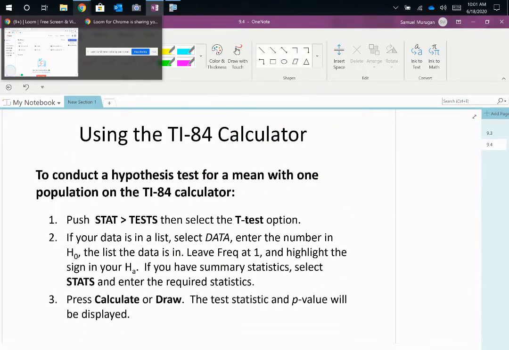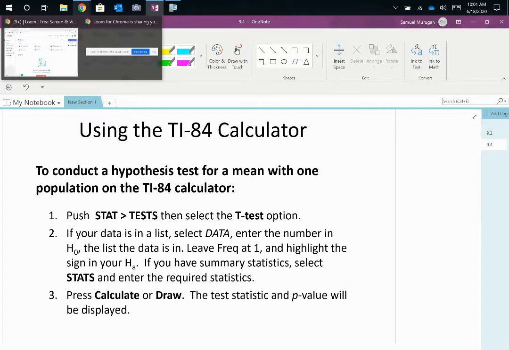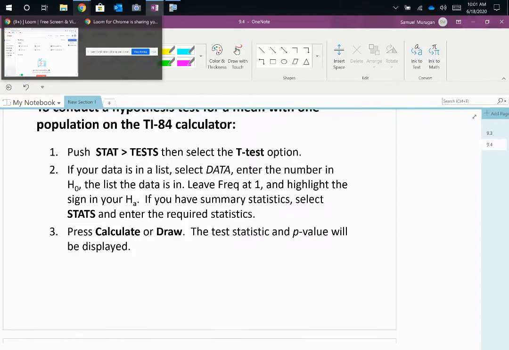Here are the instructions for calculating the test statistic, the t-test, the hypothesis test using the TI-84. I will demonstrate that when we get into the problem.